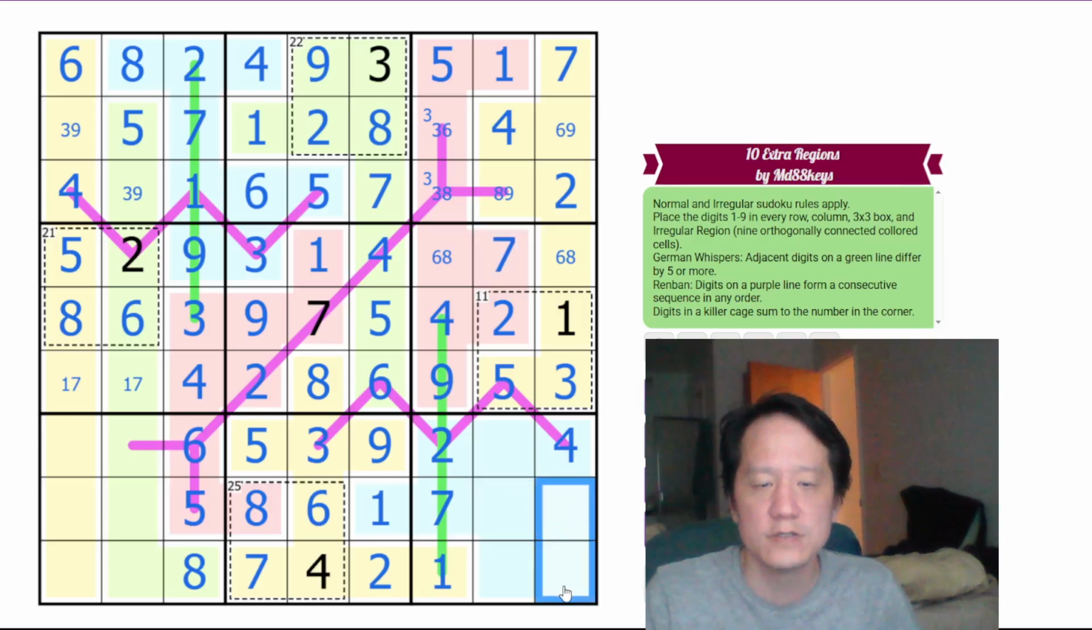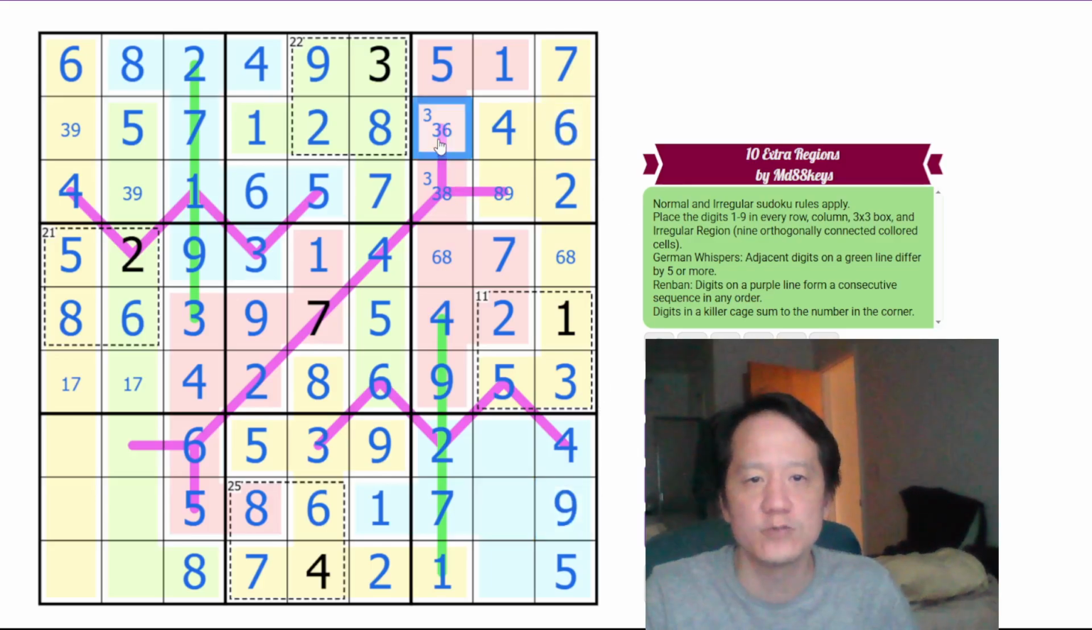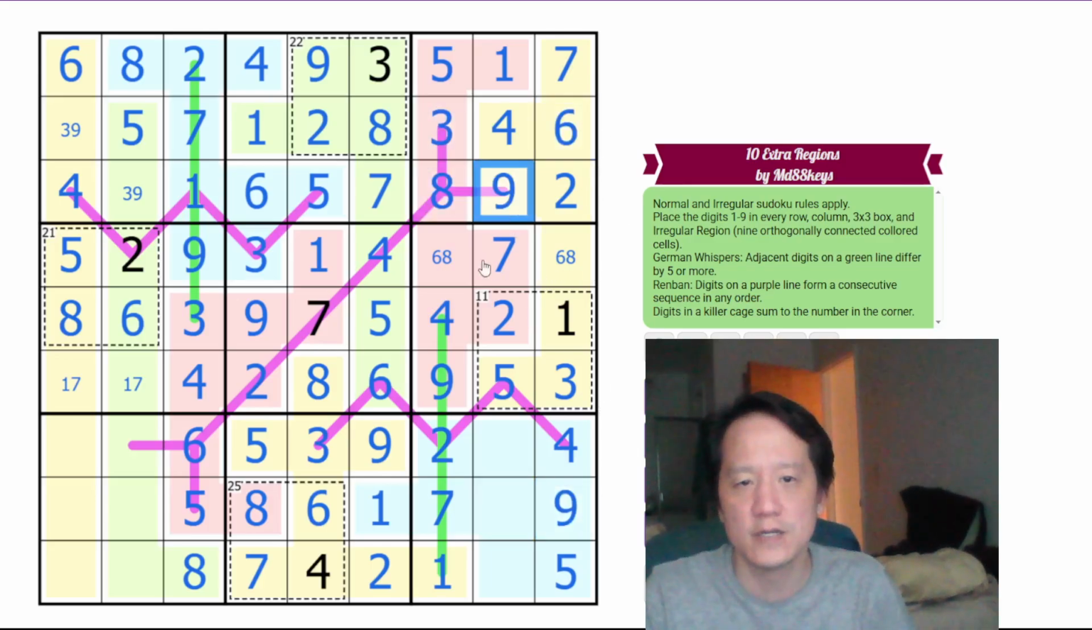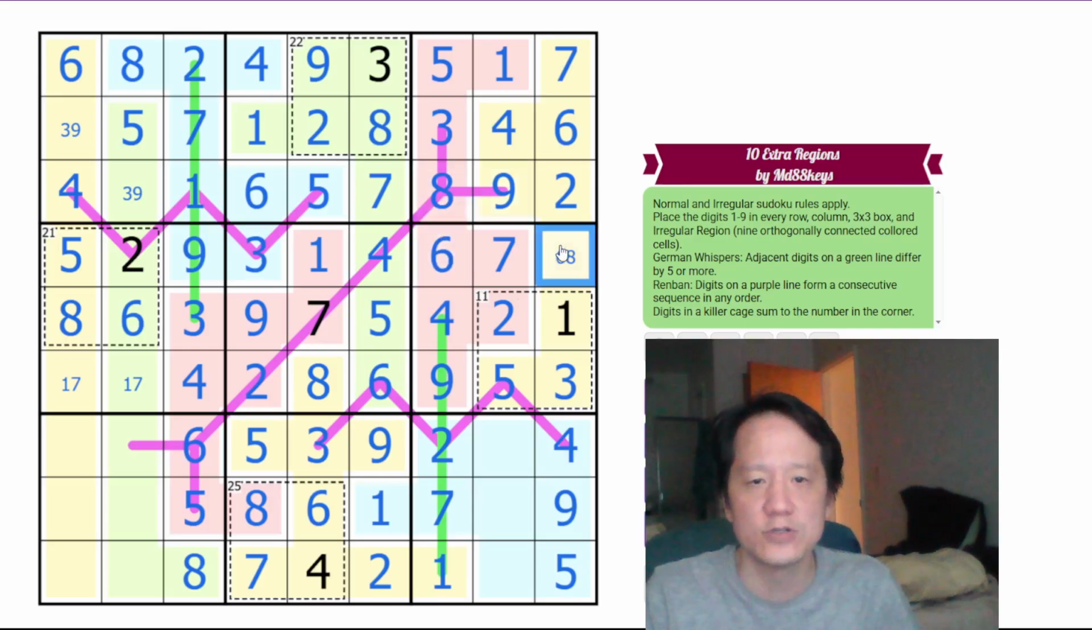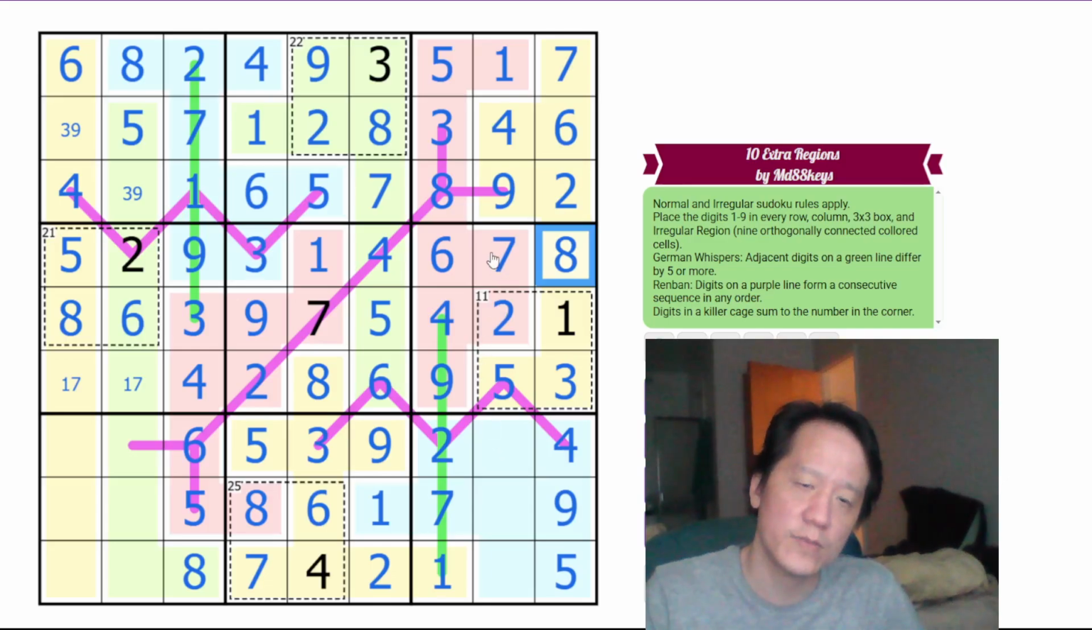That leaves this as 5 with 6, 8, and 9. This can't be 5 here. So where's the 5 in column 9? It has to be here. This can't be 6 or 8. That leaves this as a 9, which makes this 6, which makes this 3, 8, 9. 8 eliminates 8 here, so this is 6 and 8.